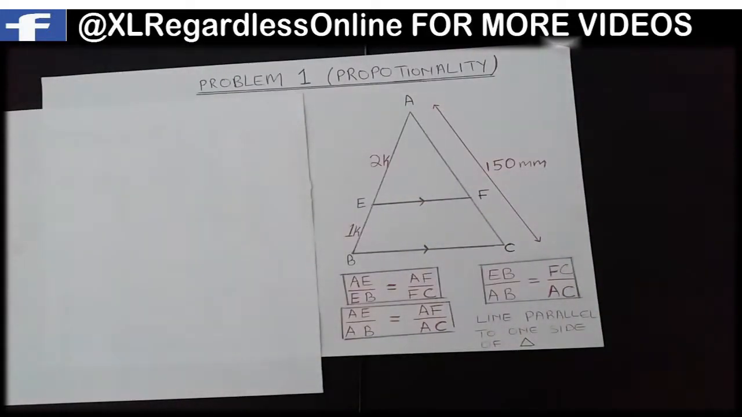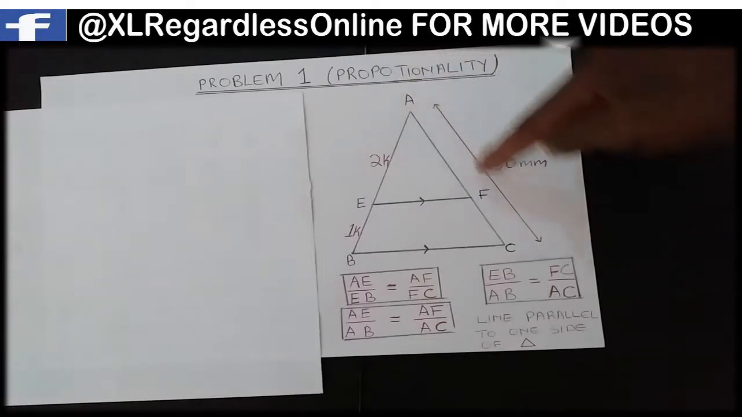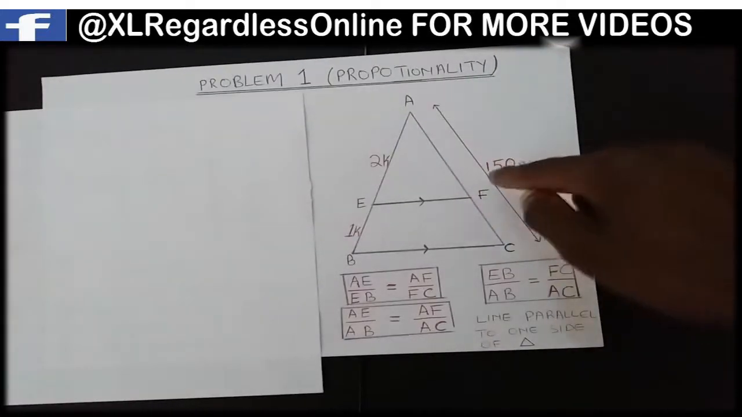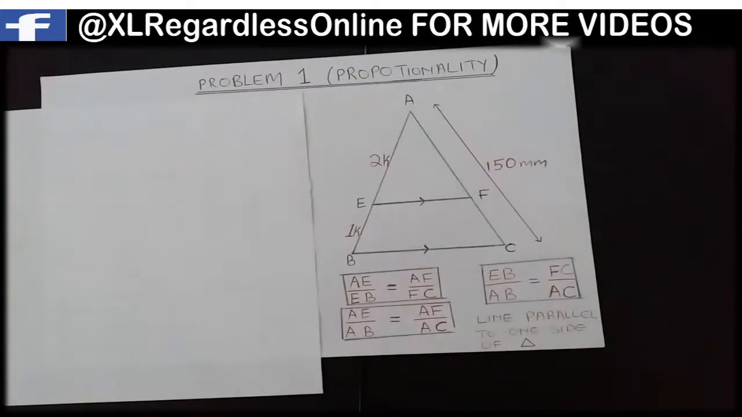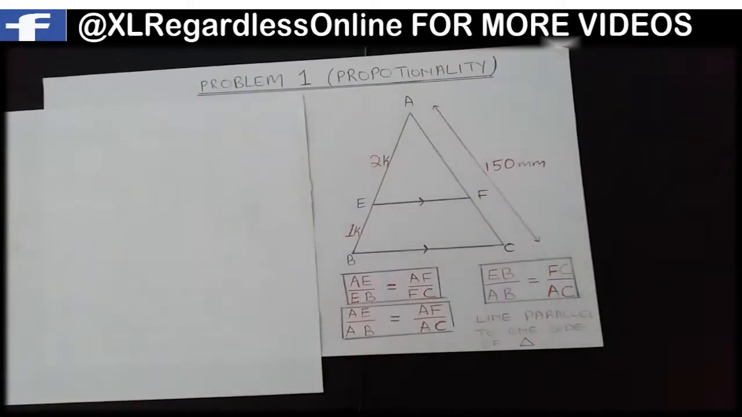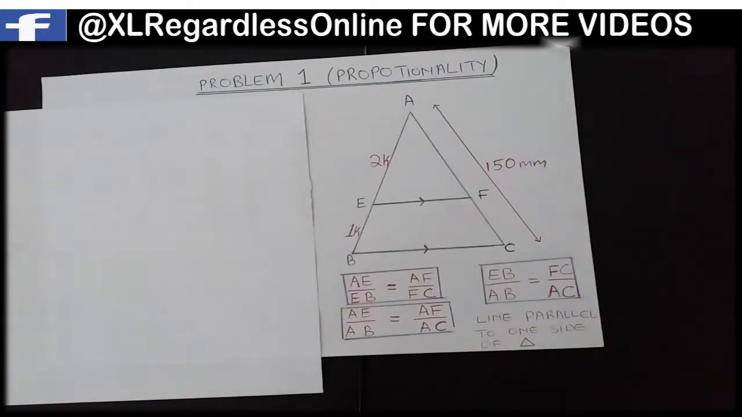And then from there, we are going to write that AC is 150 millimeters. That's what we are given. And remember, EF is parallel to BC. The first thing that you do is redraw the diagram and fill in the information there. And then write down your 3 ratios. Which ones are those?